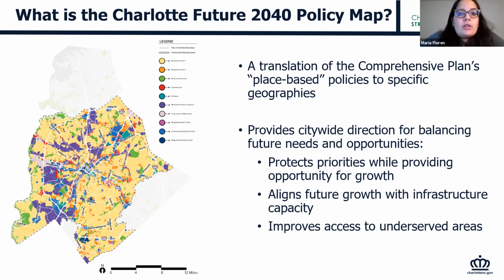The Charlotte Future 2040 policy map provides a comprehensive and citywide direction for how Charlotte will balance both the needs and opportunities that come with future growth. For example, the map will ensure our city can accommodate its projected growth while also protecting features that are important to residents, such as the natural environment and established neighborhoods. The mapping effort will also ensure we align future growth with infrastructure capacity so we can grow smartly and maximize our resources. And finally, the policy map's citywide direction means we can ensure historically underserved areas are guaranteed better access in the future and Charlotte becomes a more equitable city.